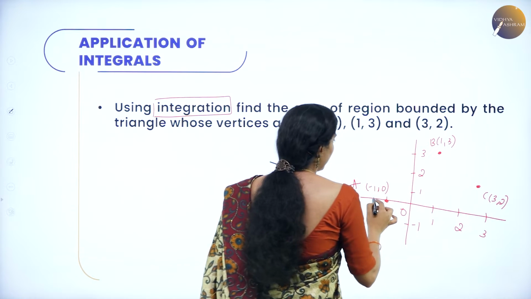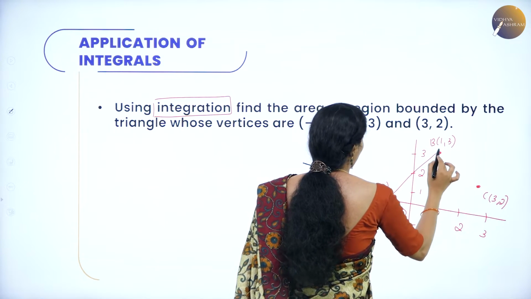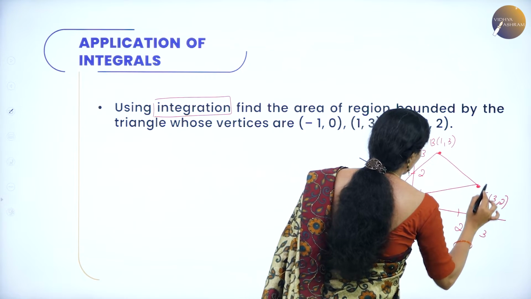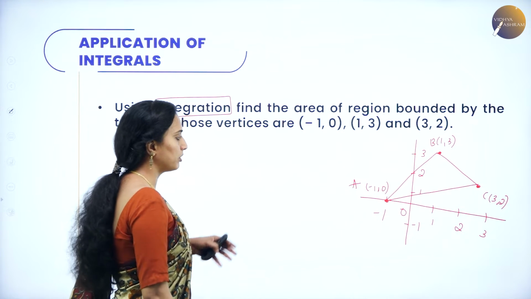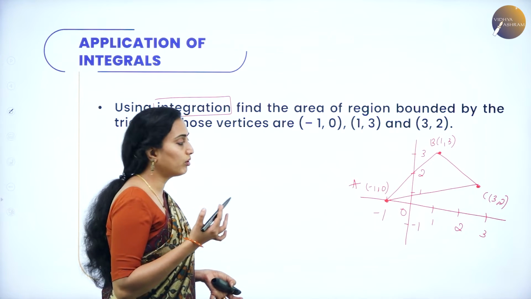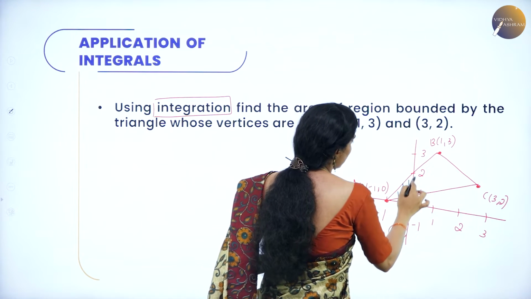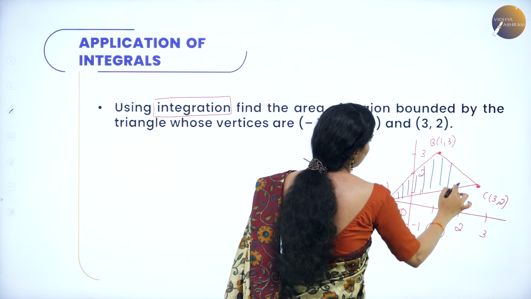Let us join these points. If I join these points, I am going to get the triangle. Correct? So this is the triangle I am getting. Now I have to find out the area of the triangle. That means the area which I am drawing in another color. This area I need to find out.